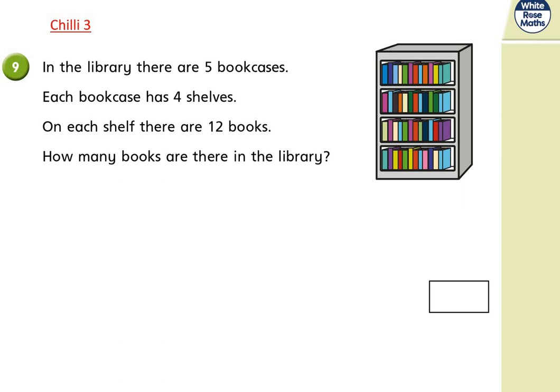Final question, question 9, is for chili 3. It says, in the library there are 5 bookcases. Each bookcase has 4 shelves. On each shelf there are 12 books. How many books are there in the library?